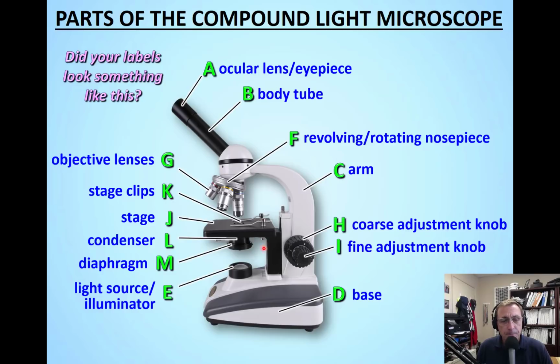L, condenser. This is this round piece underneath here. It focuses the light, brings it in, and kind of concentrates it, and it also can adjust the amount of light that's getting through with the diaphragm. So on the condenser is a diaphragm, and ours are a little bit different than this, and I'll show that to you when we get there. M is the diaphragm, and I believe that's all the parts.